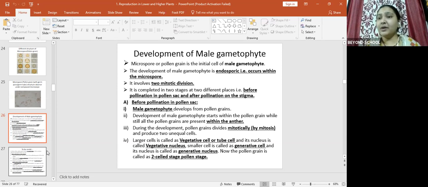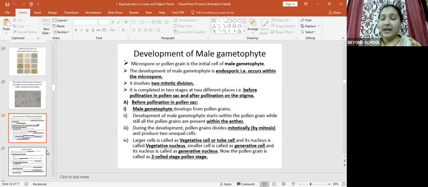Definitely, we have seen in an anther, and in a pollen grain, that it is heterospory. When we started sexual reproduction, we studied heterospory. Why heterospory? Because two different spores are formed, the male spore and the female spore, right? That's why it is said that the male gametophyte is endosporic, because it is present inside the plant cell wall. If it were outside, we would have said it is exosporic, right?